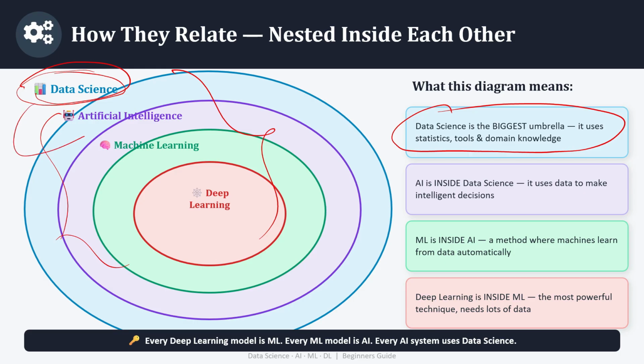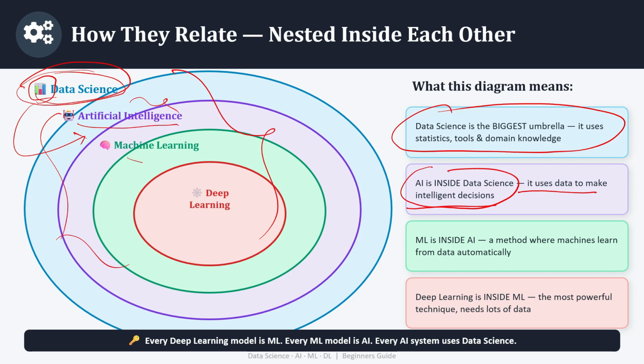Now the second layer inside data science is artificial intelligence. So AI is inside data science. It uses data to make intelligent decisions. With the help of AI, we are making intelligent decisions with the help of machines, based on the data which we have collected in data science.